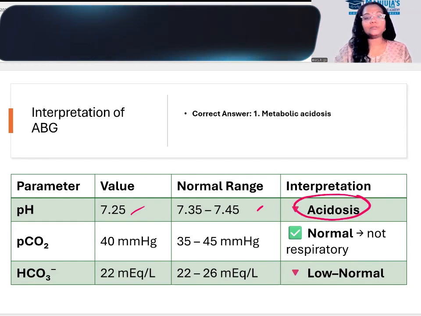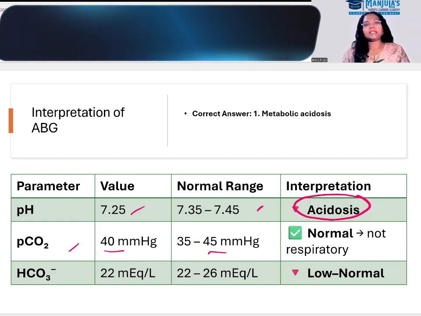The next value that you have to look at is PCO2. In this question, the PCO2 is 40 millimeters of mercury. Then what is the normal range? 35 to 45 millimeters of mercury. So you know that this is normal. So there is no respiratory problem involved here. This acid imbalance has got nothing to do with the respiratory aspect.